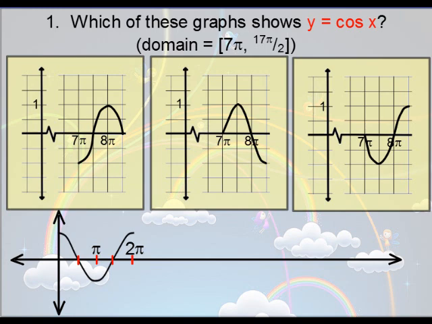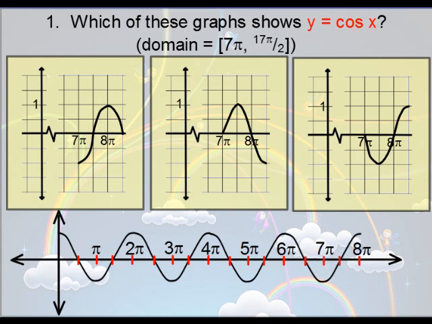Recall that for y equals cosine x, the period is just simply 2 pi, which means that we're going to get this u shape every 2 pi units. So if you were to add another u shape, it would end at 4 pi. That's the meaning for the period being 2 pi. If you add another 2 pi, we get another u shape, and then another u shape.